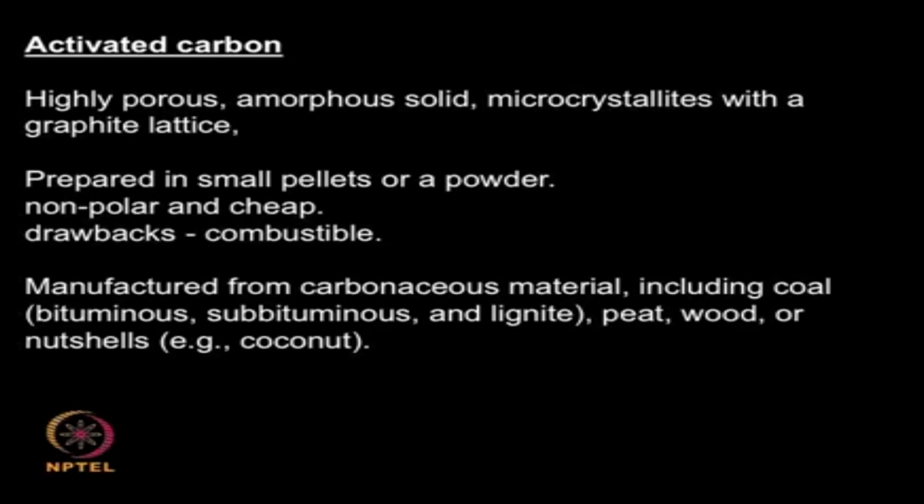So we can manufacture it from any carbonaceous material: coal, bitumen, lignite, peat, wood, nutshells, coconut shells. So practically from any solid carbonaceous material you can make activated carbon, that is why it is extremely cheap to make, and most of the gaseous adsorption uses this particular adsorbent.